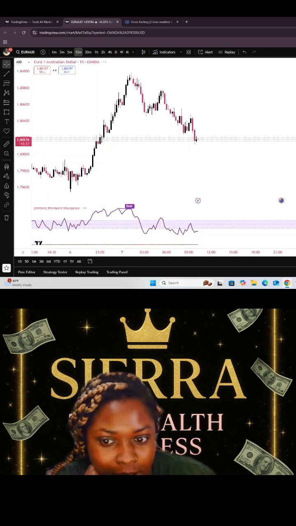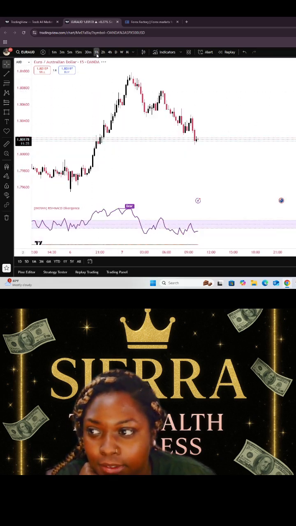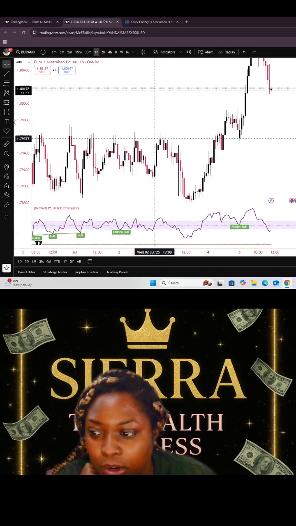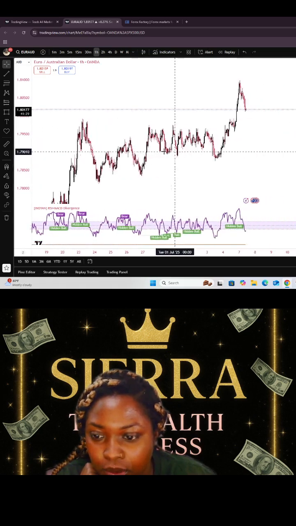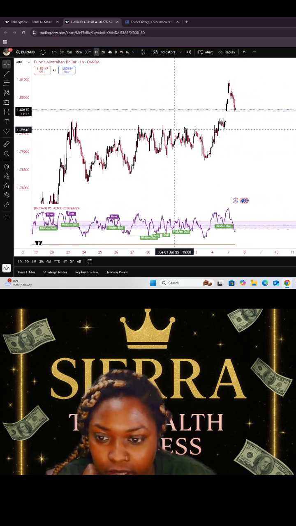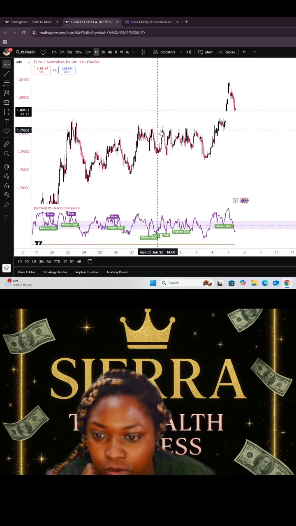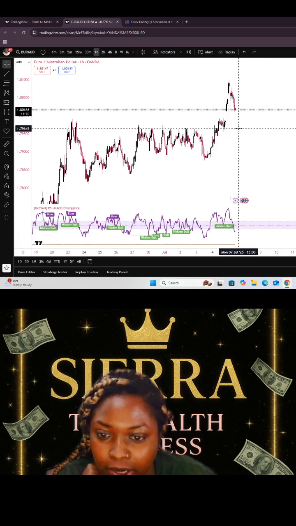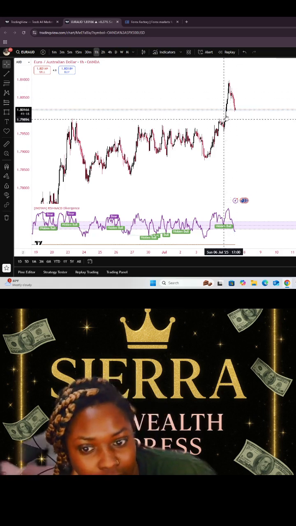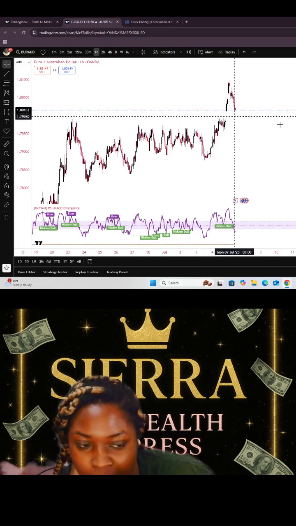Boy, JPY pairs ain't playing. Kind of want to mark up Euro odd, just because looking at this hourly here, you see we had all this rejection within this area. So this was a zone and price broke out of it. And it looks like price is coming back down to give us a retest. And we got a nice fair value gap right here.